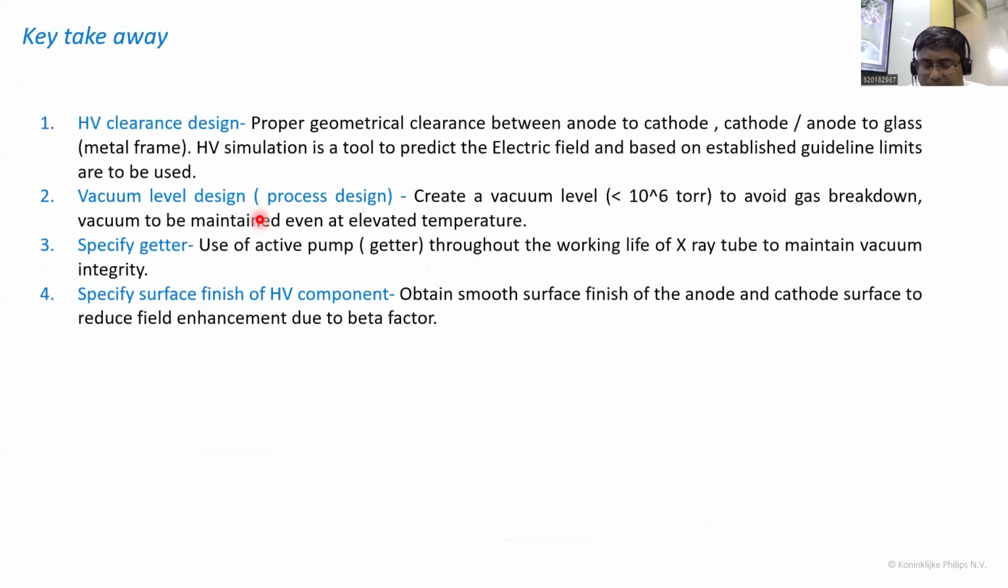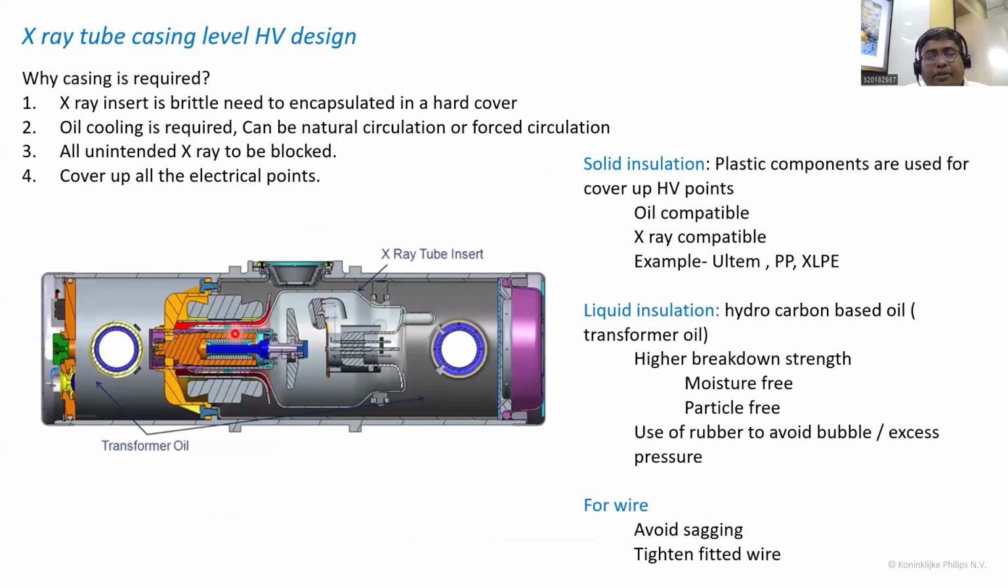So far, the critical steps we discussed are high voltage clearance design, vacuum level design, getter design, and the surface finish. Now we come to the next level.